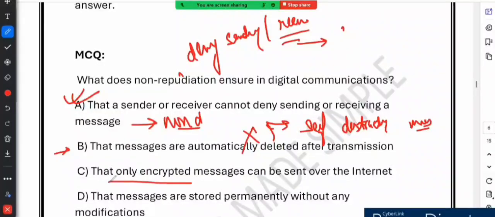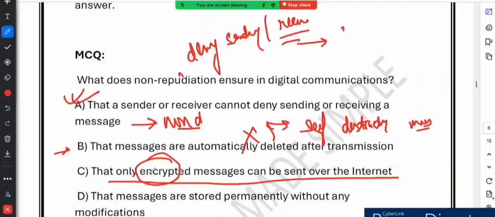Option C, that only encrypted messages can be sent over the internet. Encryption ensures message security and confidentiality. But non-repudiation is about proving who sent the message. Even an encrypted message can be denied if there is no digital signature or authentication.